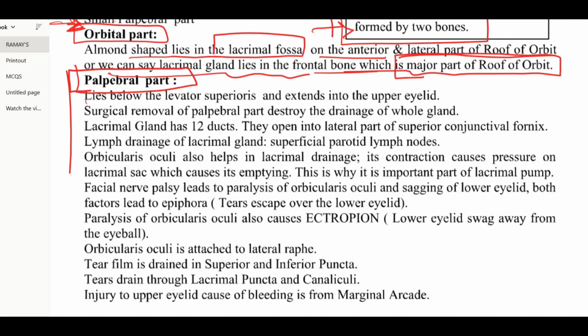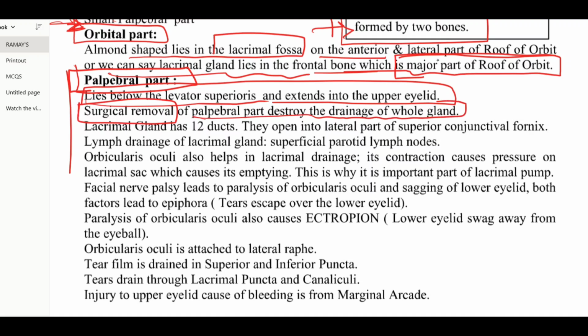It lies below the levator palpebrae superioris muscle and extends into the upper eyelid. I have already mentioned that the two parts of the gland are separated by the LPS tendon. So the smaller part is lying below the tendon of the LPS muscle. The next important point is surgical removal of the palpebral part destroys the drainage of the whole gland.